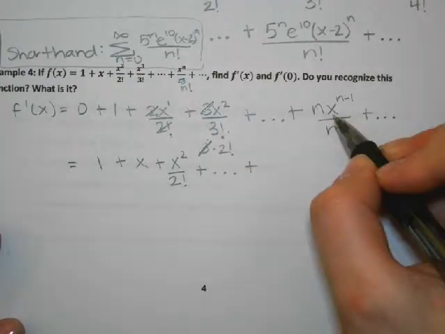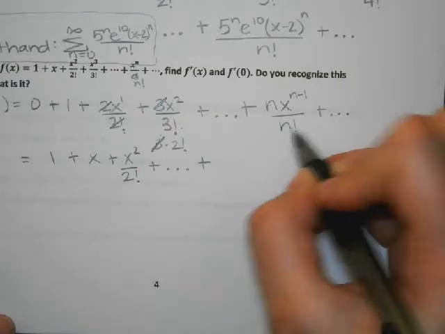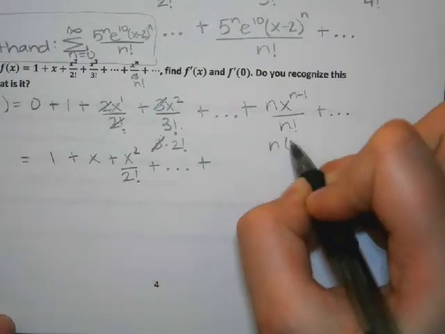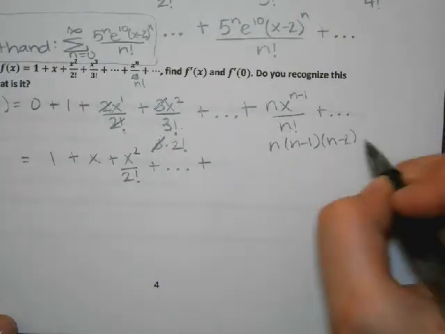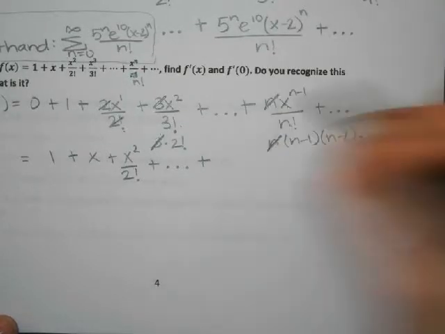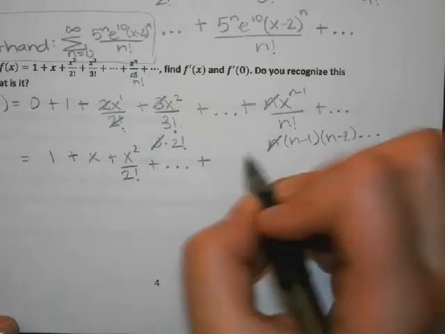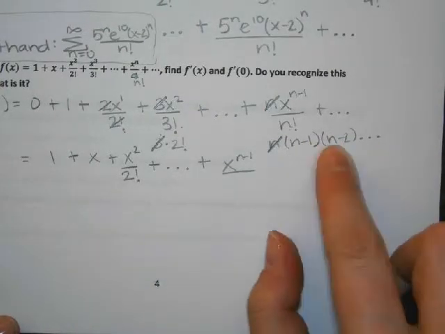All right, this one over here, I have n factorial. I'm going to say that n factorial is n times n minus 1 times n minus 2, right? And then it continues. So if I say this n cancels with that n, then this would be x to the n minus 1 divided by n minus 1 factorial.